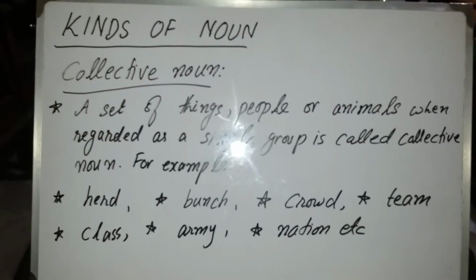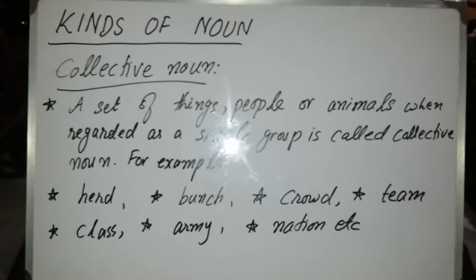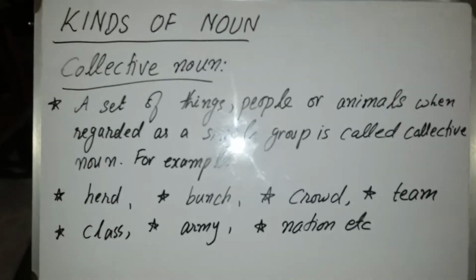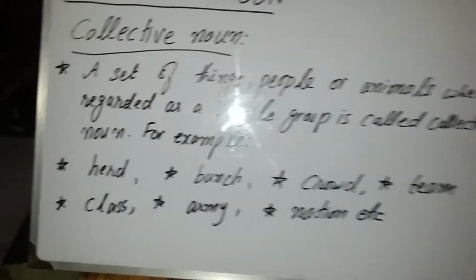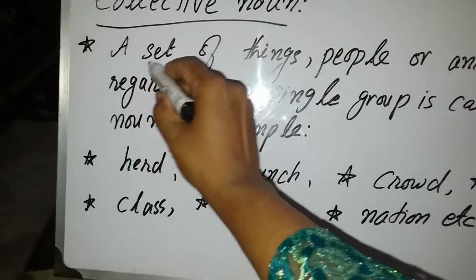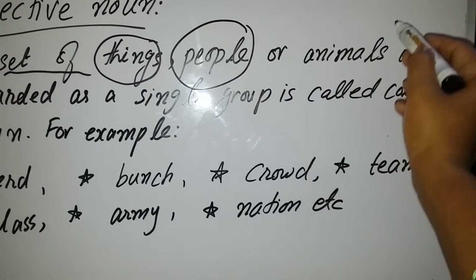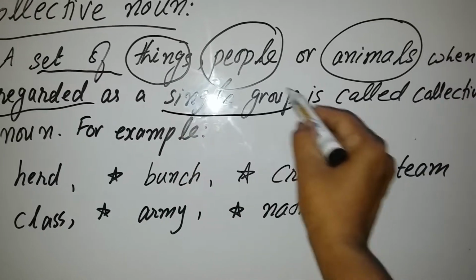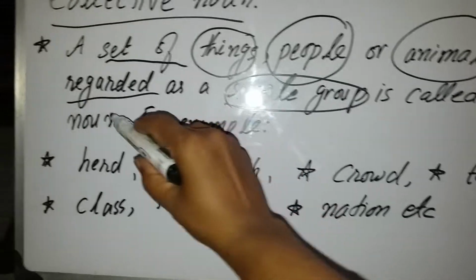Okay, now the collective noun. What is the definition of collective noun? A set of things, people or animals when regarded as a single group is called collective noun. When a set of things, people or animals is regarded as a single group, it is called collective noun.